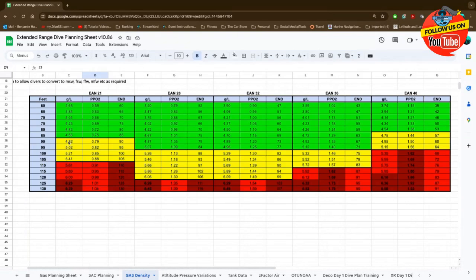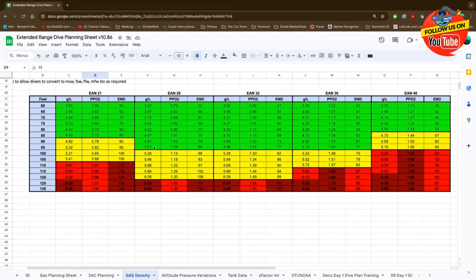Once you pass 90 feet, we start getting to the point where your equivalent narcotic depth starts to become dangerous, and you need to definitely be aware of that. Your partial pressure is fine, and your gas density is starting to gain in density as well. So on just air at 105 feet, you've already passed the recommended 5.4 grams per liter, and you're definitely in the narcotic zone as well. But you think, wait a minute, what about EAN 28?